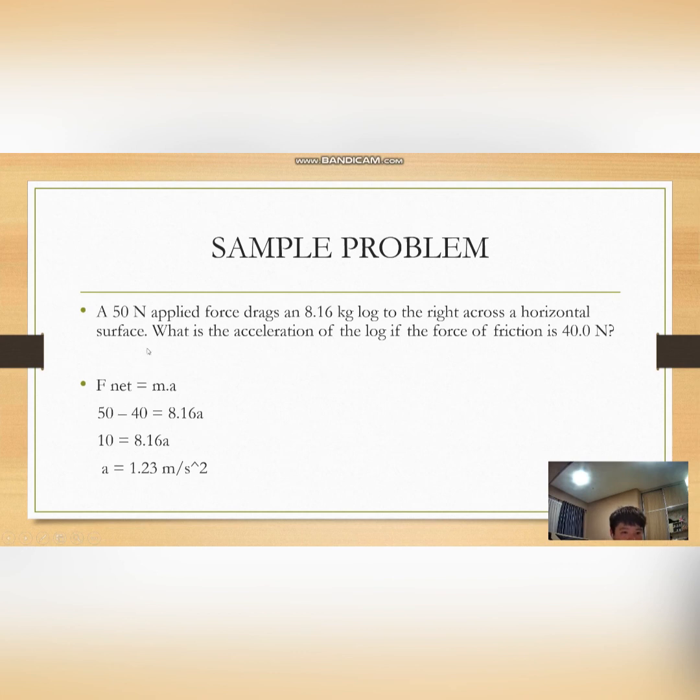We get F net: 50 Newton subtract 40 Newton equals the mass 8.16 times A. 50 subtract 40, we get 10 equals 8.16 A. We divide 10 by 8.16, and we get A equals 1.23 meters per second squared.